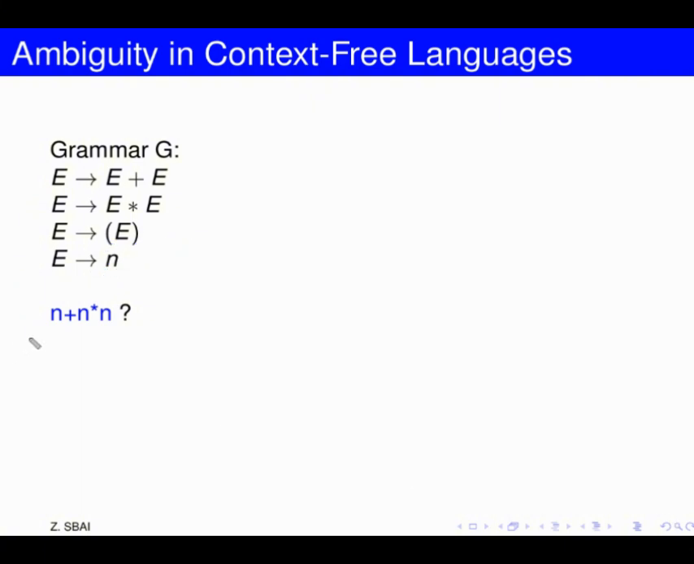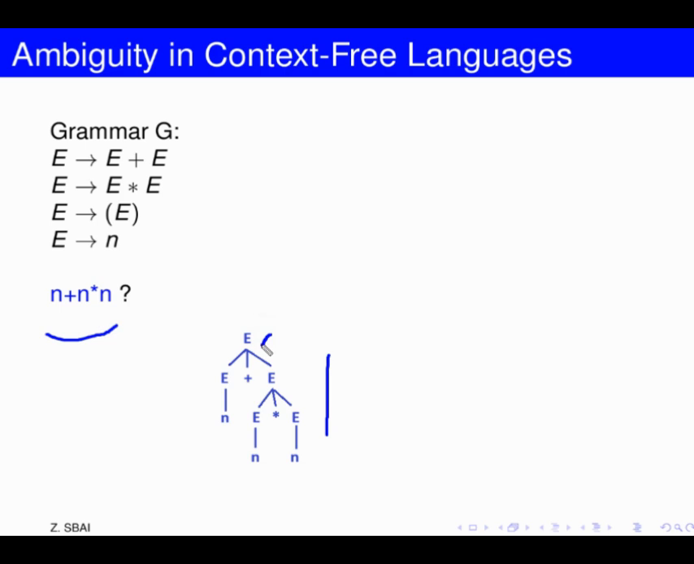Now let's see how to generate the string n plus n star n. E will be substituted to E plus E according to the first rule. Then this E will lead to a number n. Then the second E here will yield to E multiply E according to this rule. And this non-terminal E will yield to a number n. And the last E here will yield to n. And then the string is found in the leaves of the parse tree, n plus n multiply n.